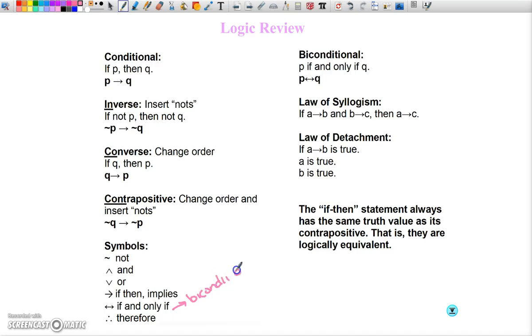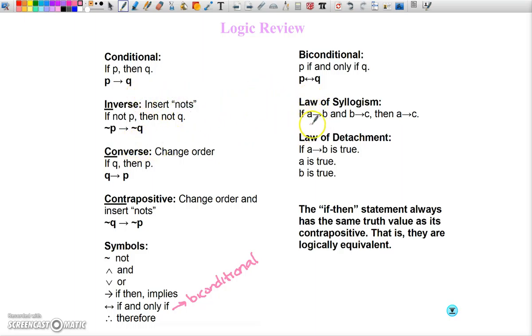Now I'll write that in there. Okay. And then we have this little 3-dot thing, and that just means therefore. So don't let that thing intimidate you. Oh, there's a biconditional up there. Well, that was ridiculous.